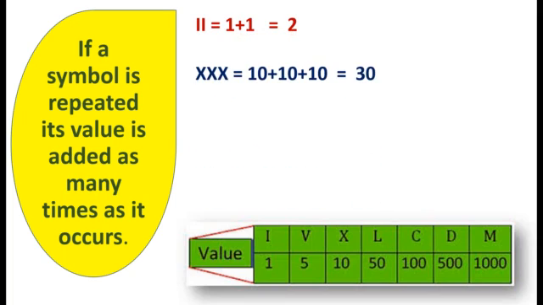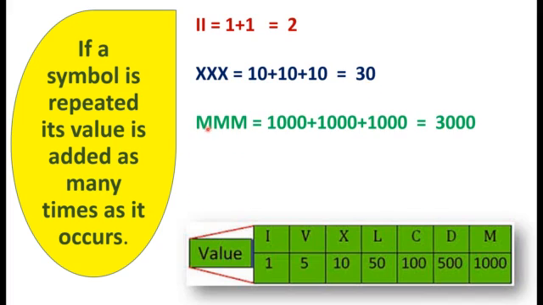All right, the second example. If I take X, you can see here we are repeating X a maximum of 3 times. What is the value of X? The value of X is 10. So we have to add here according to the rule. Three times X is there, so we write 10 plus 10 plus 10, that is equal to 30. Next question, M. The value of M is 1000, and we have written 3 times M here, that is why we are adding 1000 plus 1000 plus 1000, that is equal to 3000.